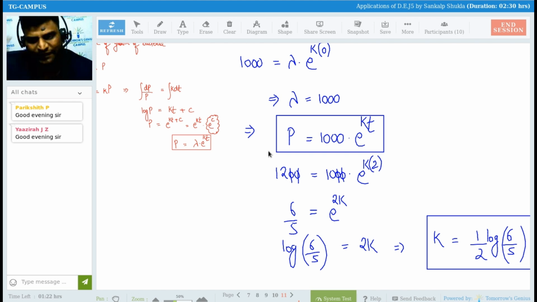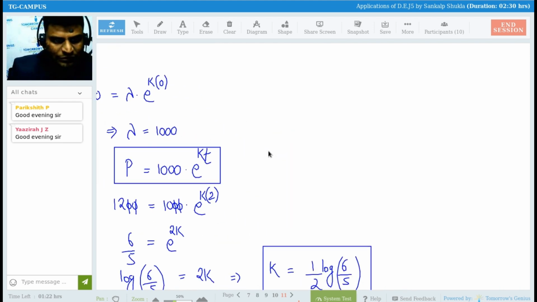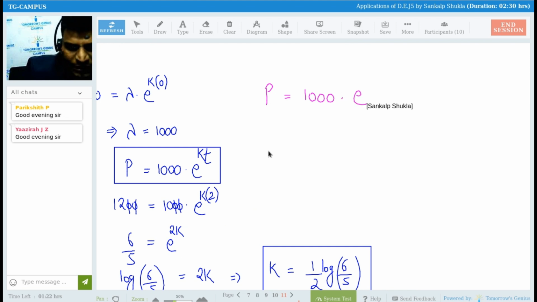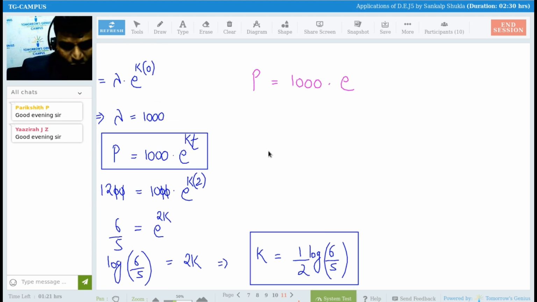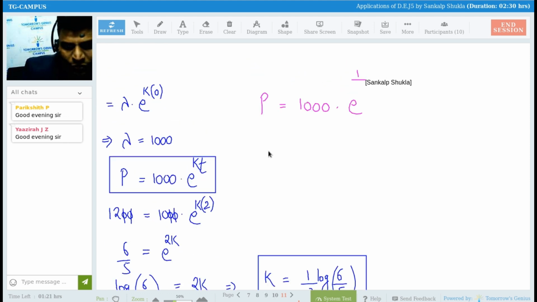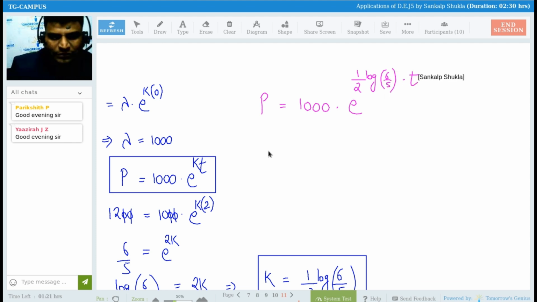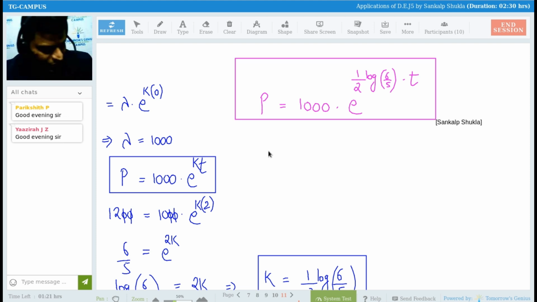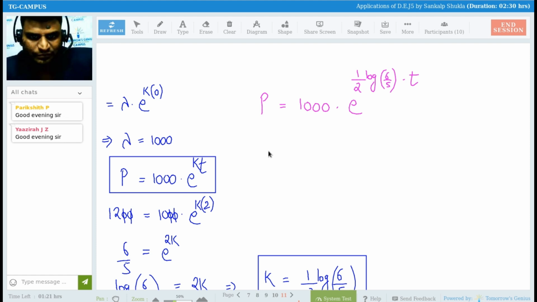P is clear, E is clear, K is clear, T is clear. So everything can be replaced with a new differential equation. So the new differential equation is P equals 1000 into e raised to the power, how much? 1 by 2 log 6 by 5, multiplied by T. This is the full and final differential equation. Oh, sorry, not differential equation, the solution.